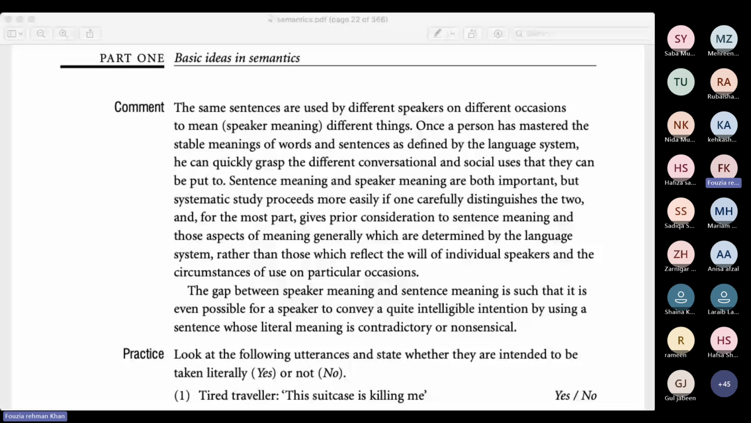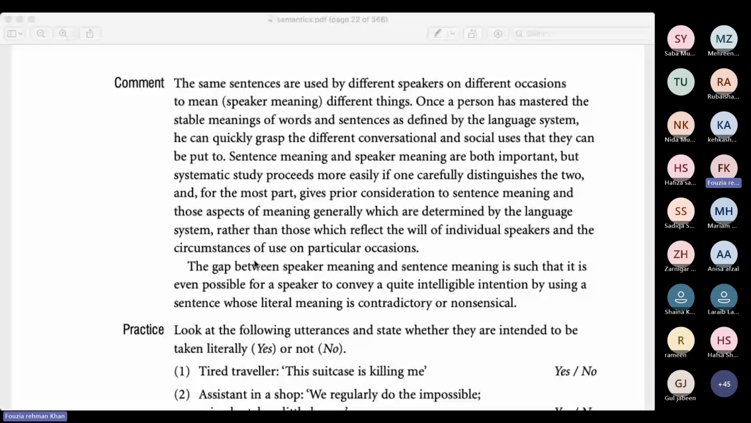Okay, now let's move here to the comment and you will understand what we were all talking about. Now the same sentences are used by different speakers. One at the bus stop and one between husband and wife, on different occasions, to mean different things. Once a person has mastered the stable meaning of words and sentences as defined by the language system, he can quickly grasp the different conversational and social uses that they can be put to.